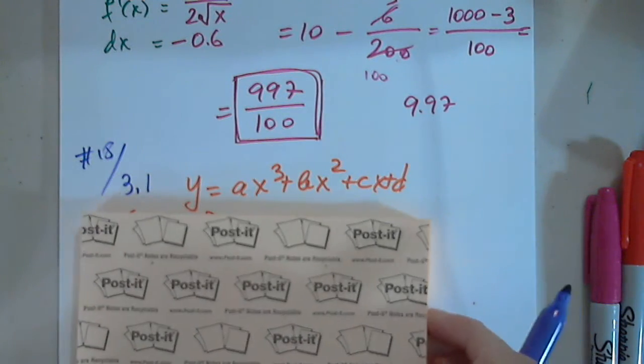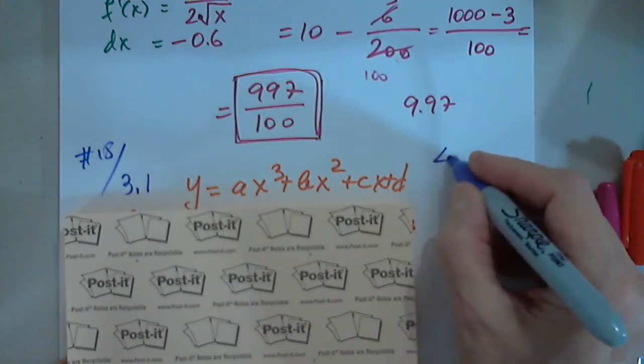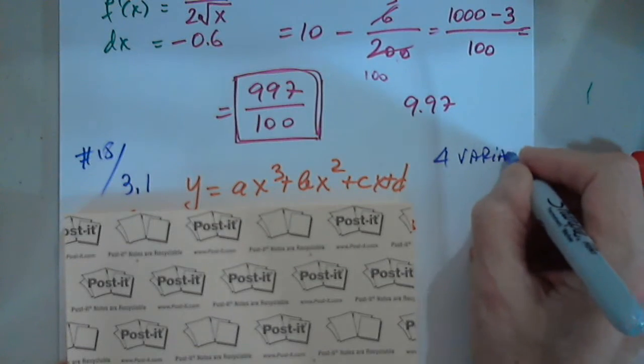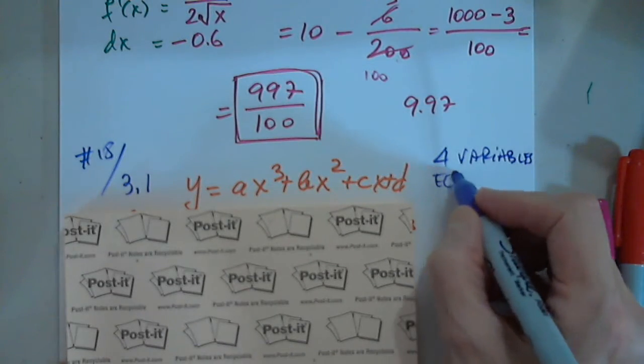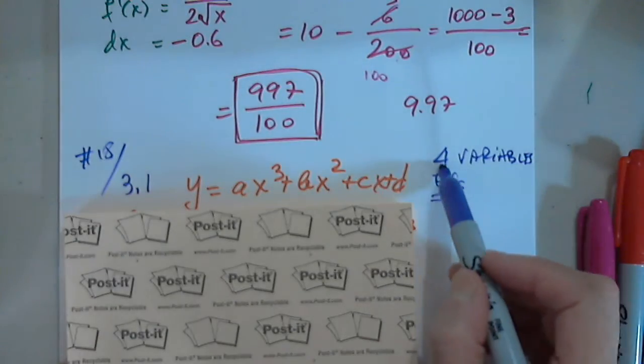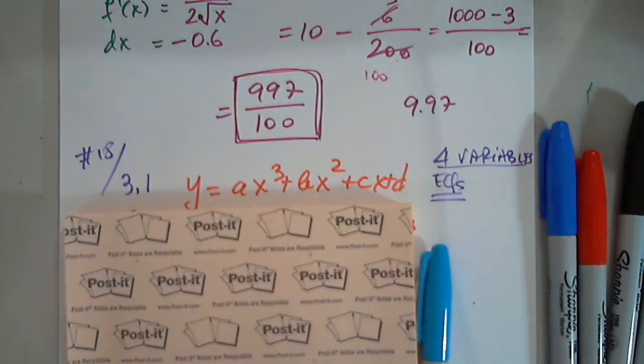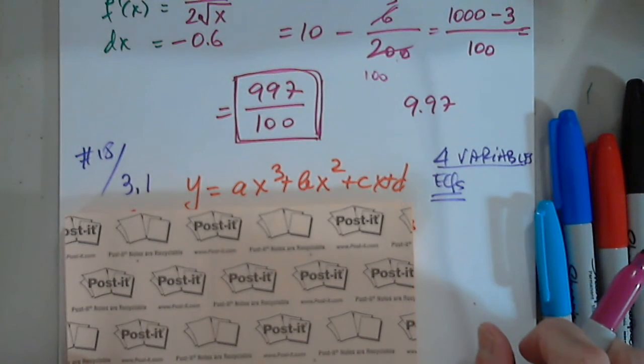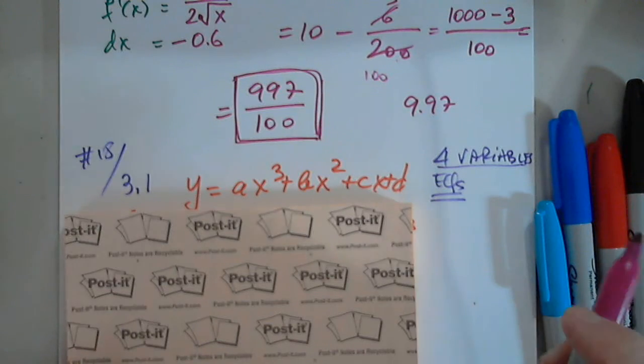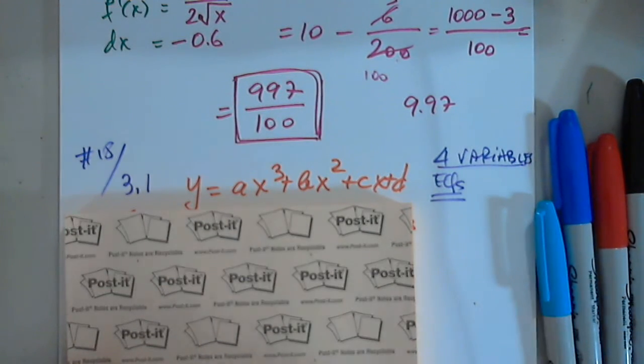4. If I have in a problem 4 unknowns, 4 variables, how many equations do I have to create to solve and get 4 variables? 3. How can I get 4 variables if I only have 3 equations or 1 equation?